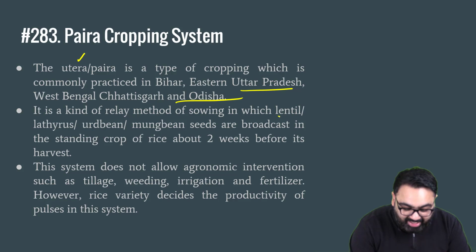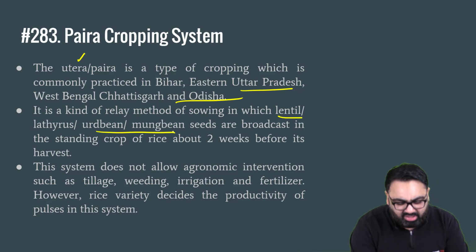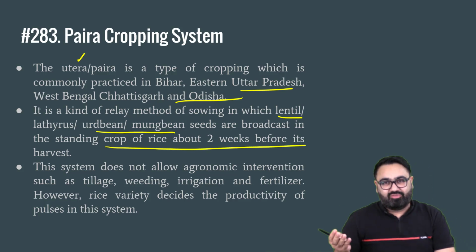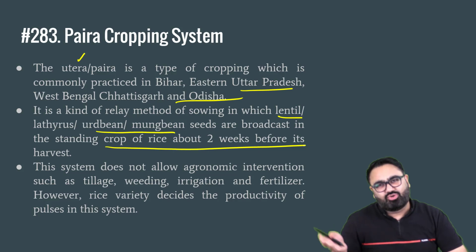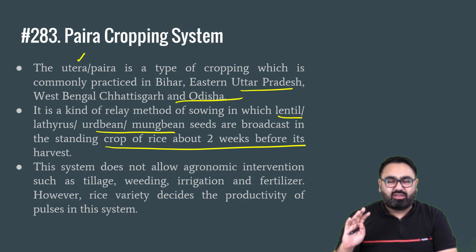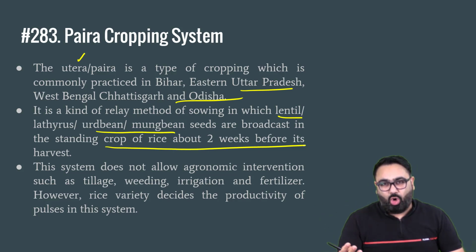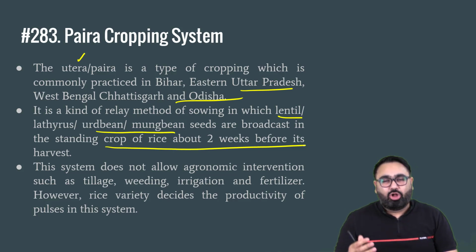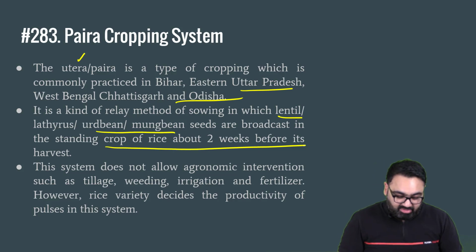It involves sowing lentils, urad bean or urad dal or moong bean seeds in the standing crop of rice about 2 weeks before the harvest of the rice. So before you harvest rice, you can just sow the lentil, you can just sow the oil seeds so that the soil retains the moisture. It also decreases the efforts of the farmers.